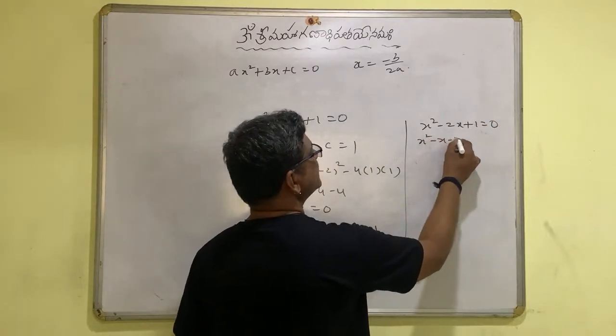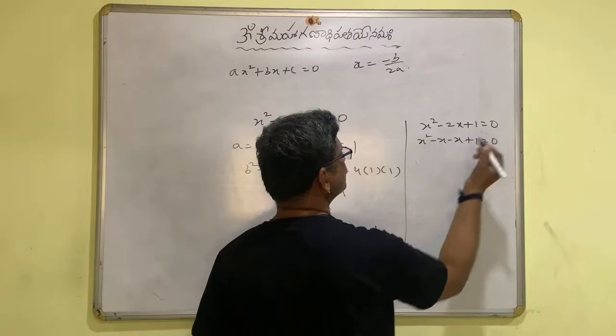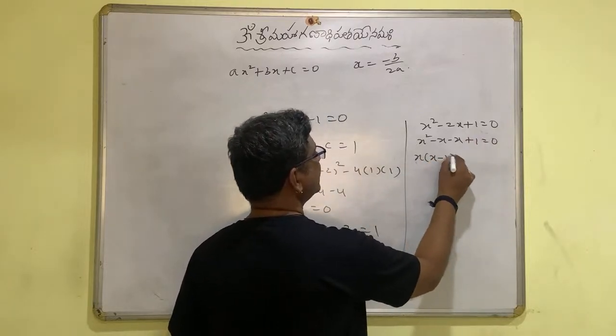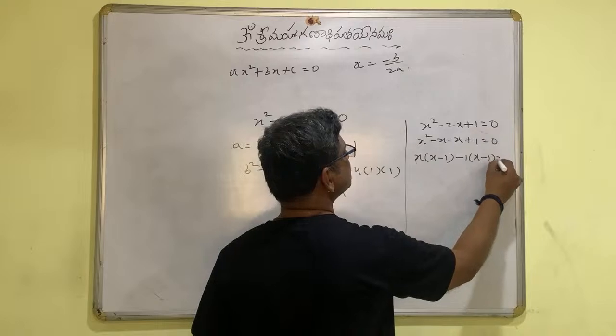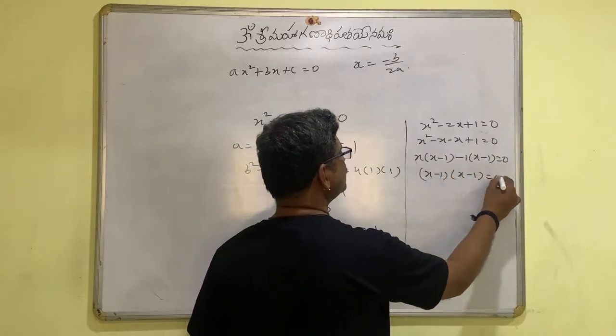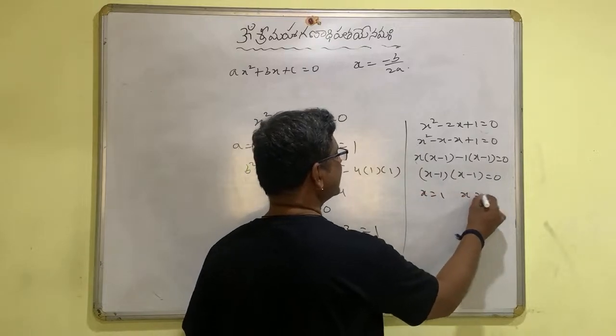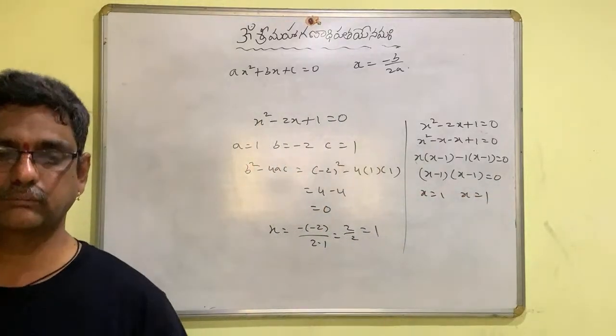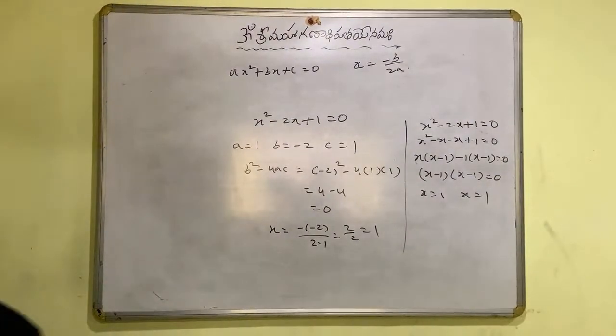You can observe that by splitting the middle term. x square minus x minus x plus 1 is equal to 0. x common, x minus 1; minus 1 common, x minus 1. So x minus 1 into x minus 1 is equal to 0. x is equal to 1, x is equal to 1. Okay.